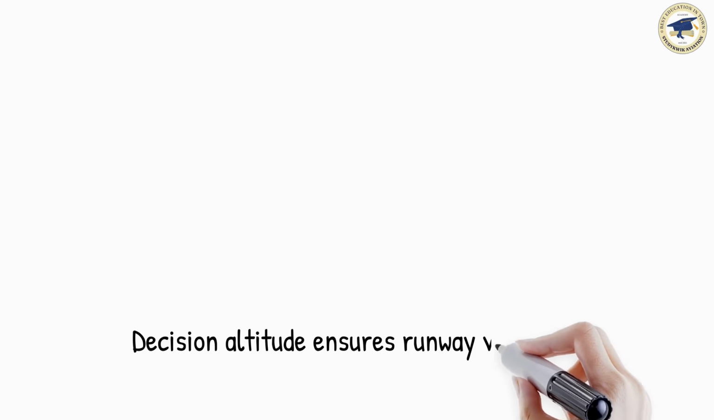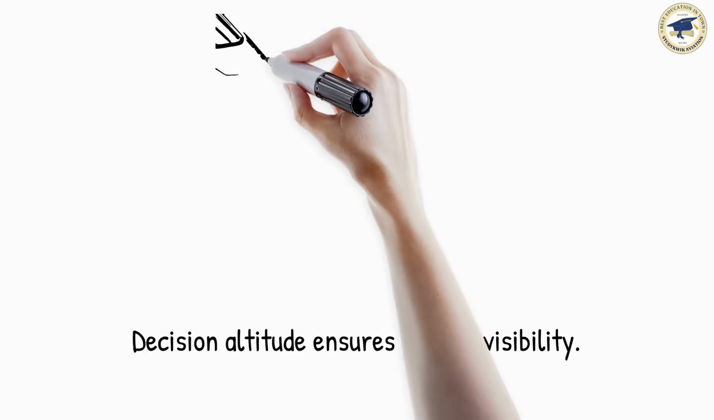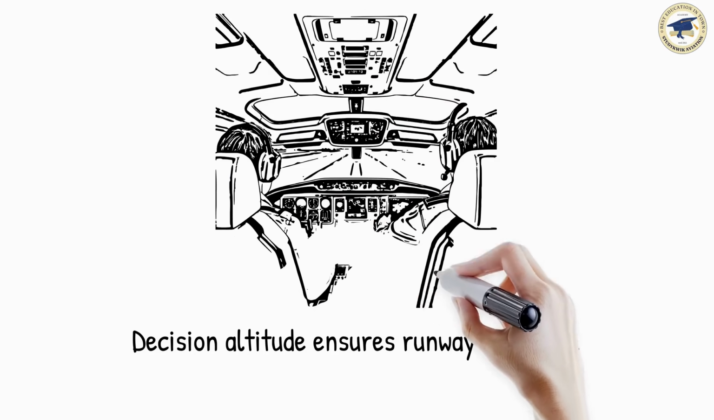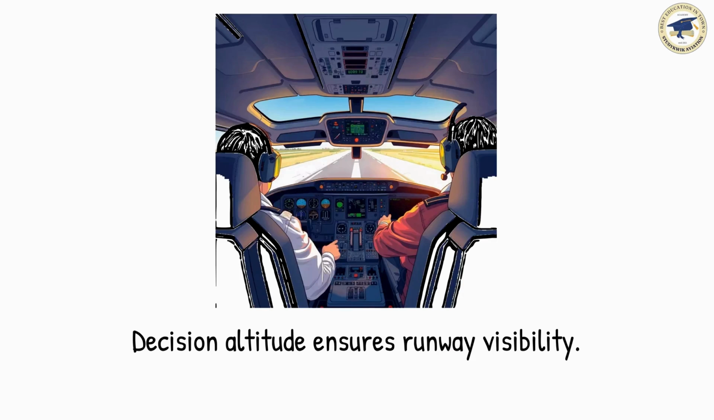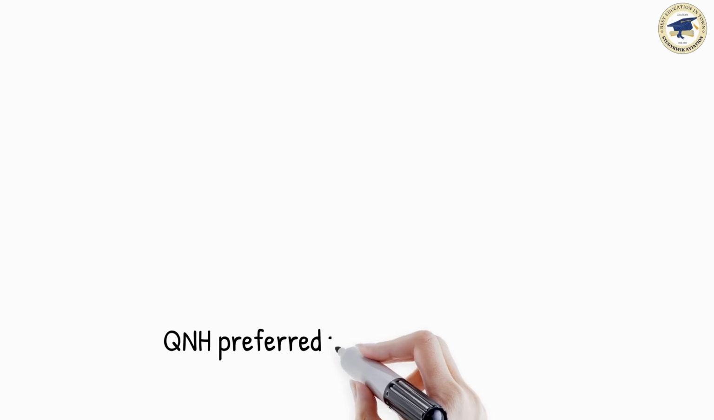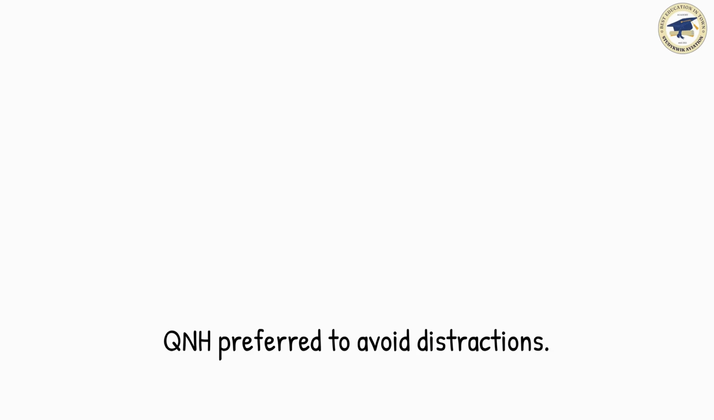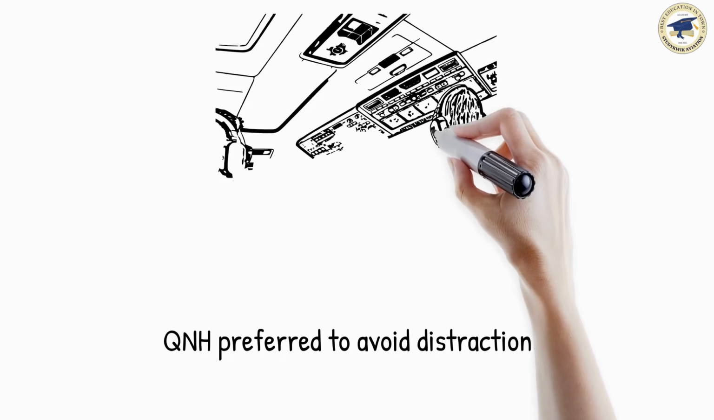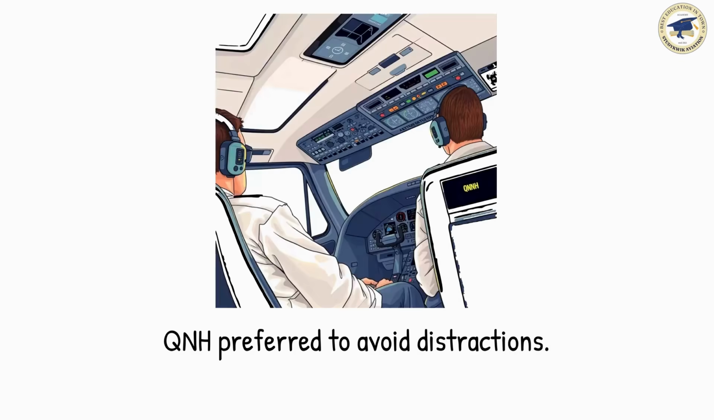At the decision altitude, if the runway isn't visible, pilots must go around. For this, QNH ensures safe clearance from obstructions. If QFE were used, they'd need to remember to switch back to QNH during a busy go-around. That's why airlines prefer QNH, fewer distractions.